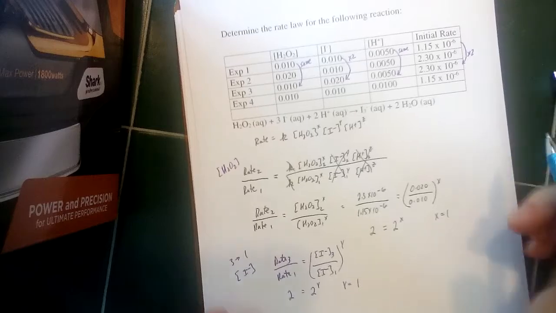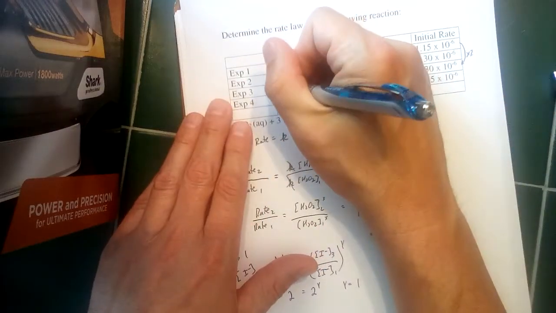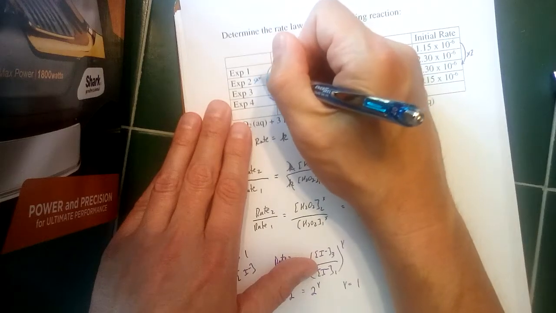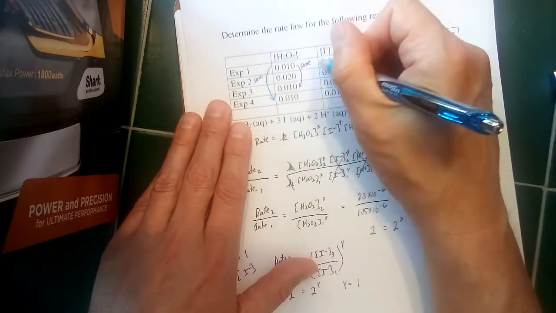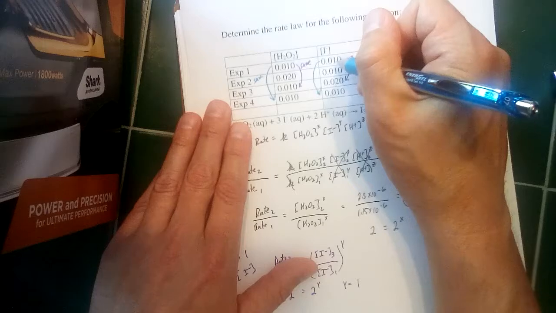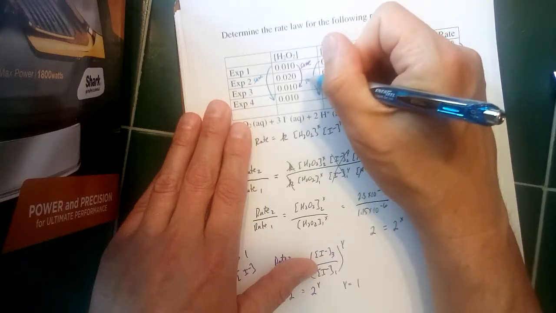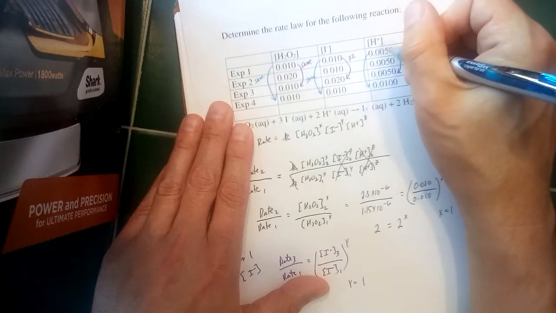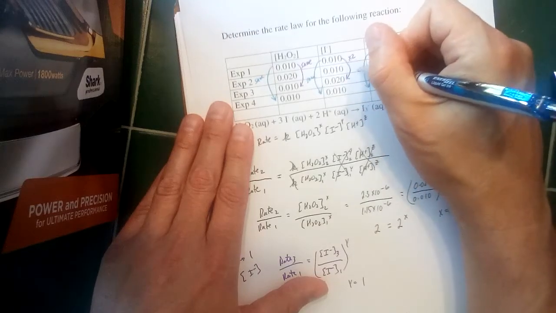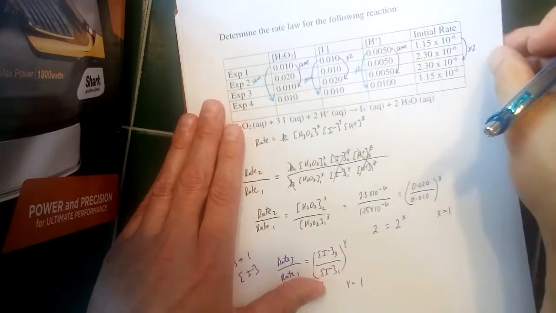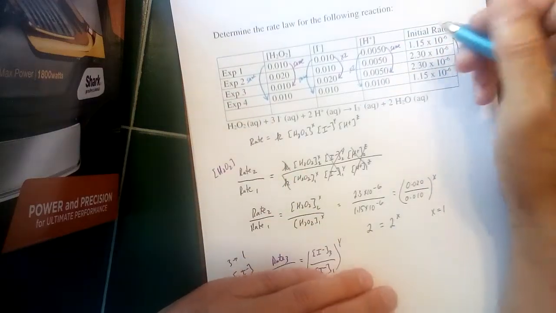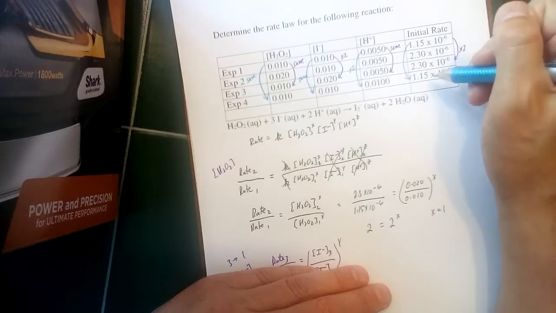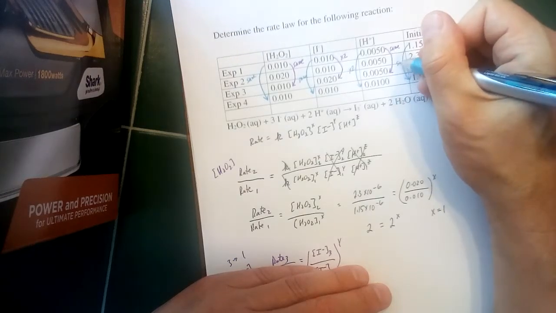Now for H plus, I'm going to look at experiment 1 and experiment 4. So from experiment 1 to experiment 4, hydrogen peroxide is the same, right? And iodide, they're both 0.01. Iodide is the same, but H plus goes from 0.005 to 0.01, so that changes by a factor of 2, twice as much in experiment 4. And when I look at the rate though, the rate for experiment 1 and the rate for experiment 4 is the same.